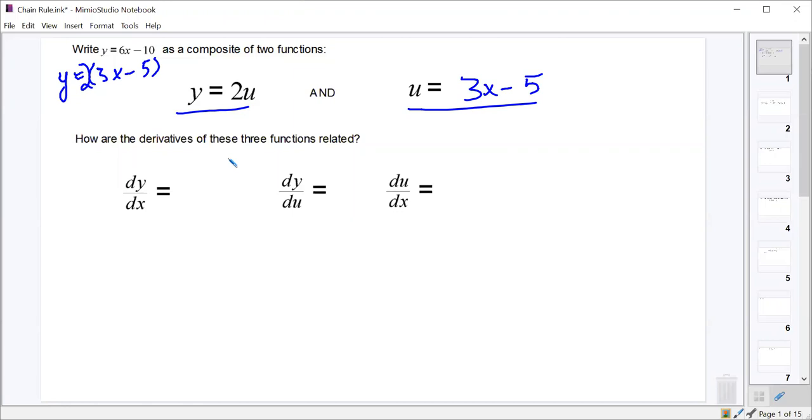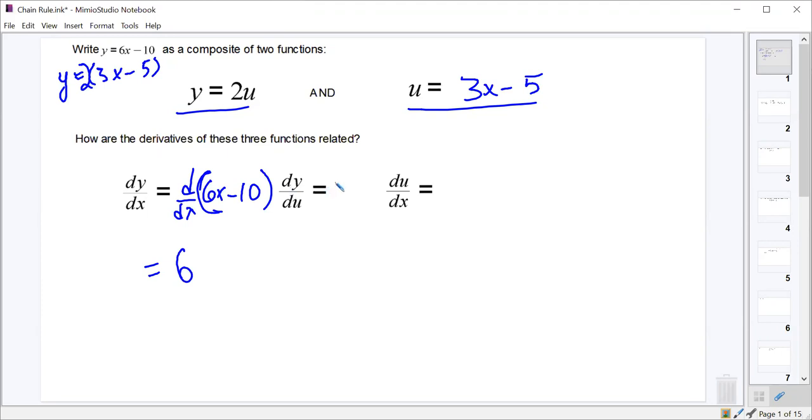So I'm going to ask us to find 3 different derivatives here. And all 3 of them we should be able to find. So what is dy dx? What's the derivative of y with respect to x? Well, that's just going to mean the derivative with respect to x of y when it's in terms of x. So what's the derivative of 6x minus 10? 6. Should just be 6.